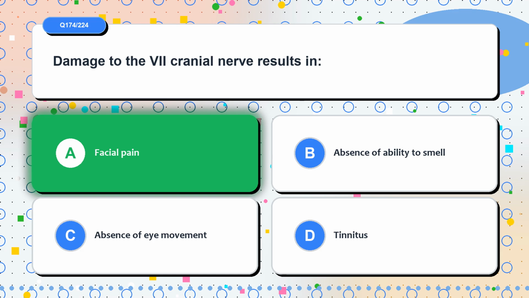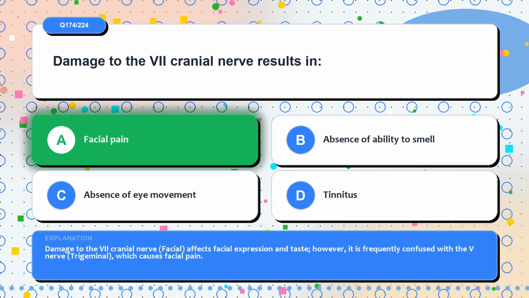The correct answer is option A. Facial pain. Damage to the Roman 7 cranial nerve, facial, affects facial expression and taste. However, it is frequently confused with the V nerve, trigeminal, which causes facial pain.